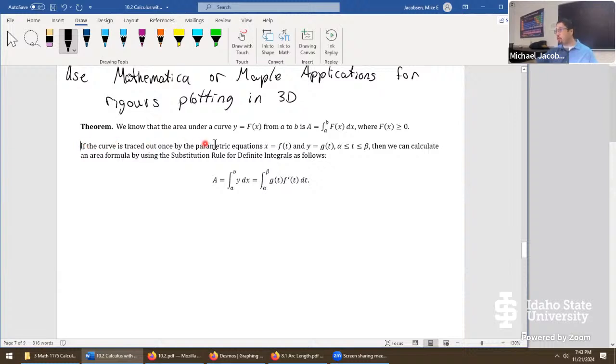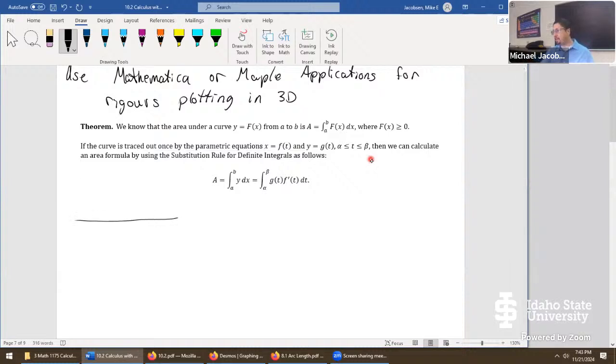If the curve is traced out once by these parametric equations, so it can't double back ever, x is f of t, y equals g of t, and the parameter takes on this value, then the area integral here, which is this one with y plugged in, becomes that, which is kind of impressive in a way. They say it's done by the substitution rule for definite integrals, but the author doesn't actually show how it goes, so let's see if we can provide the explanation ourselves.